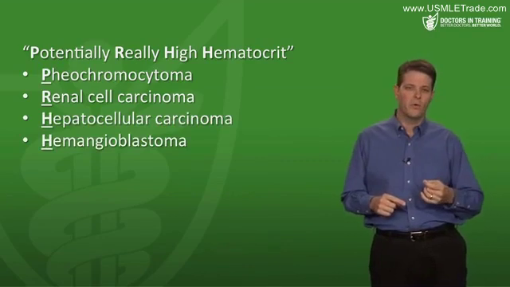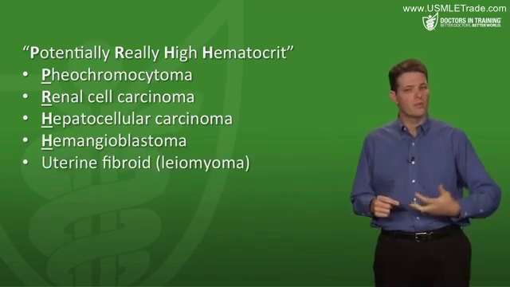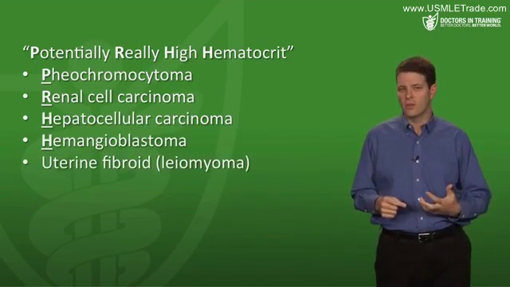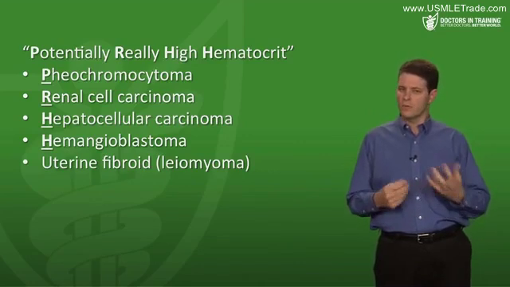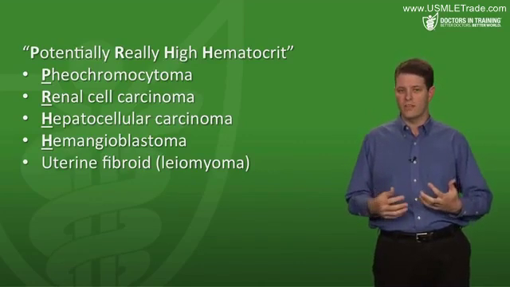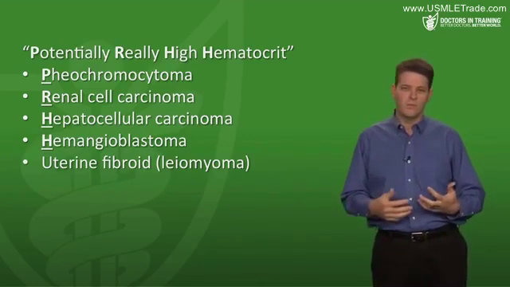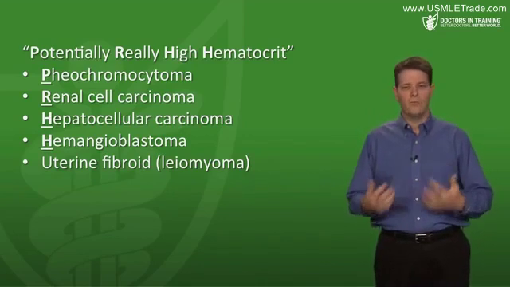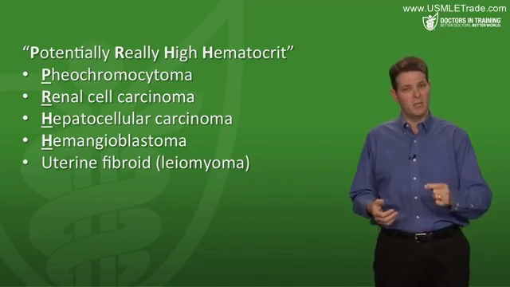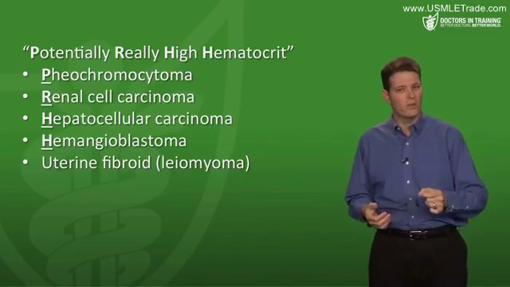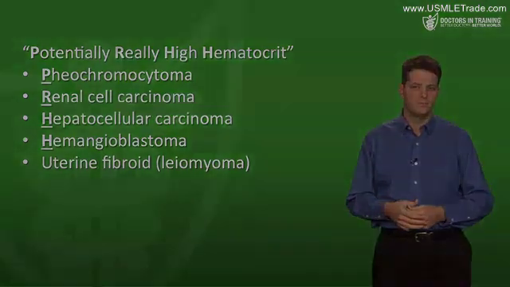And I didn't mention this one before, but rarely uterine fibroids or leiomyomas can also secrete a little bit of erythropoietin, which is really interesting because often these fibroids will cause hemorrhage and anemia. So if on your exam they give you a patient with fibroids and heavy bleeding, but she's not anemic, it may be that the fibroids are making erythropoietin.